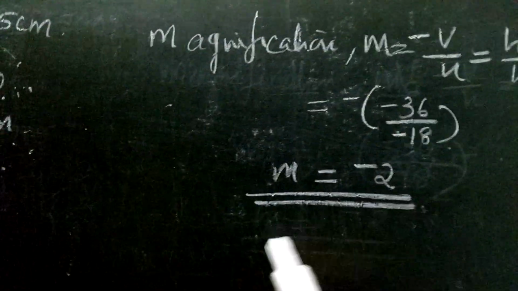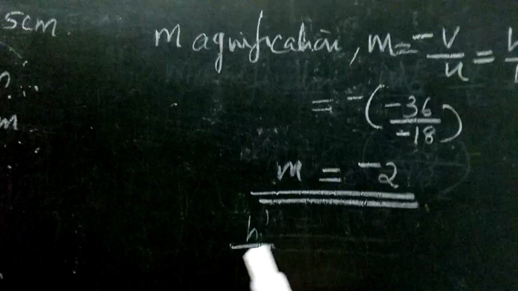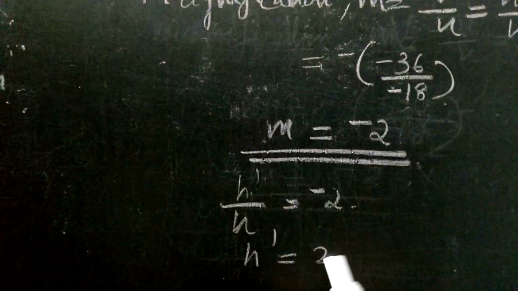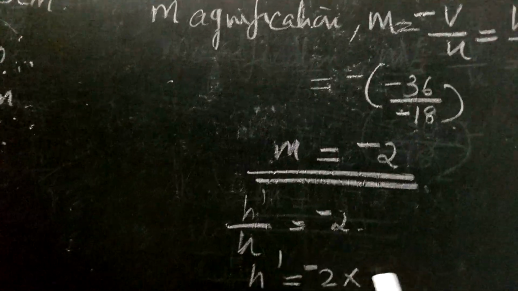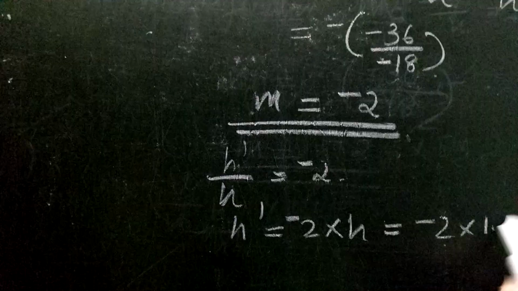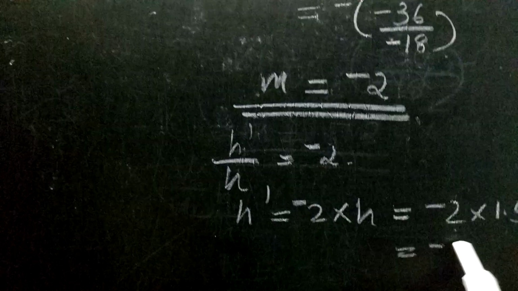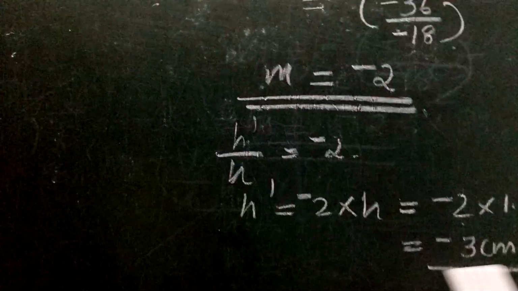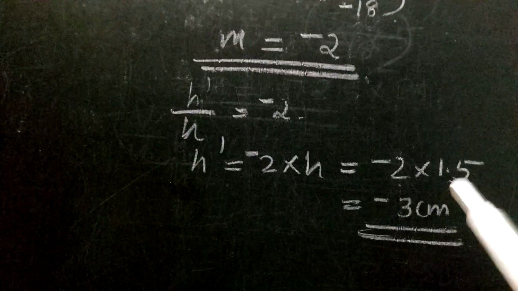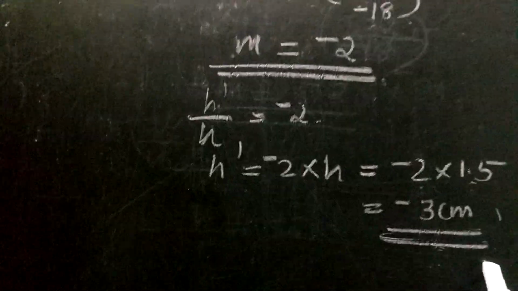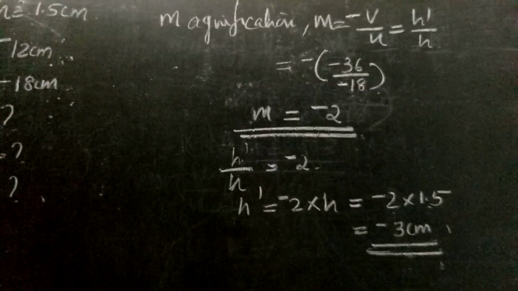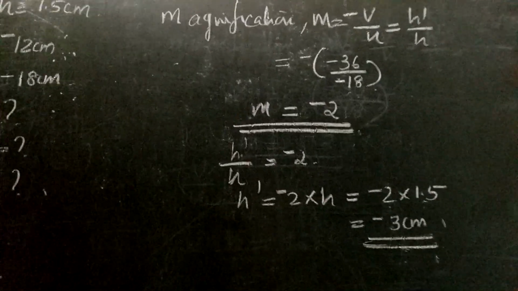Now you have to find h dash by h. So h dash by h is equal to negative 2. So h dash is equal to negative 2 into h, that is equal to negative 2 into 1.5, that means negative 3 centimeter. Here object height is 1.5, so 2 times enlarged means 3 centimeter. Is it clear? So this is the way of calculating magnification and hence height of the image.